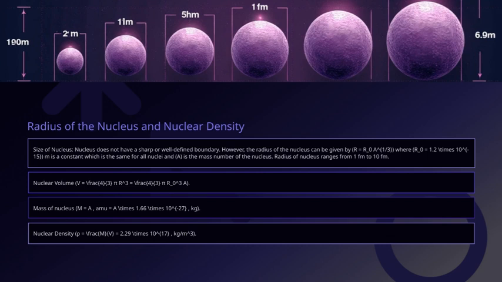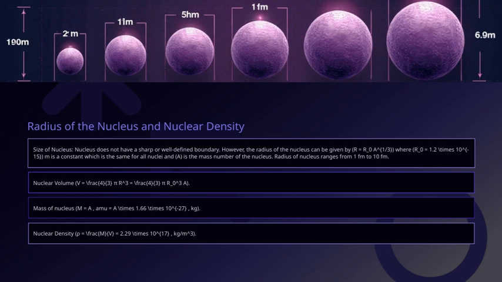It's important to note that the nucleus doesn't have a sharply defined boundary. Instead, its surface is somewhat fuzzy. Still, we can approximate its radius using that r equals r0 times A to the 1/3 relation. Typical radii range from about 1 femtometer for light nuclei up to around 10 femtometers for heavier ones.